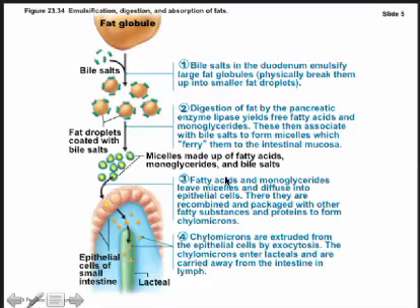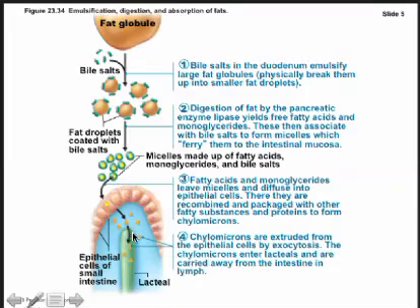Micelles contain fatty acids, monoglycerides, and bile salts, and they represent a form of cholesterol called bad cholesterol. Okay, you've probably heard of bad cholesterol and good cholesterol. The fatty acids and monoglycerides leave the micelles and they diffuse into the epithelial cells. They are then recombined with other fatty substances and proteins to form chylomicrons, which are extruded from the epithelial cells by exocytosis. Again, this is active transport.